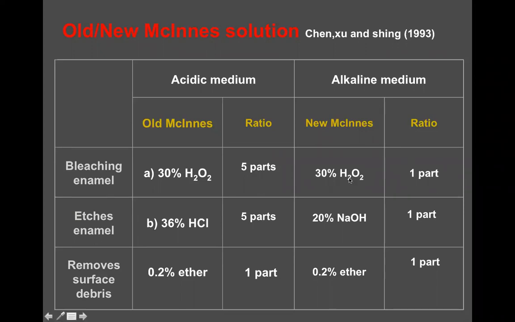So the new McInnes solution contains 30% hydrogen peroxide, which bleaches the enamel, 20% sodium hydroxide, which etches the enamel, and 0.2% ether, which removes the surface debris. All these things can be mixed together, freshly prepared and applied onto the tooth, and it brings about a chemical microabrasion of the tooth structure. It's an extremely important technique and a very common question in the university examination, and it works very well for fluorosis cases.